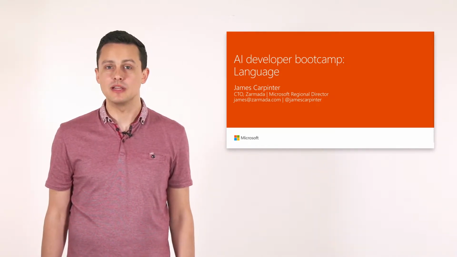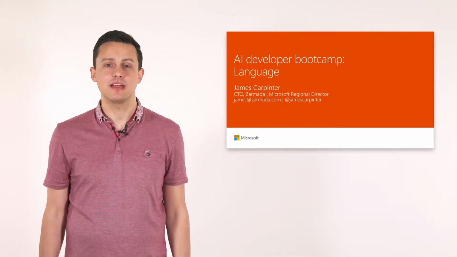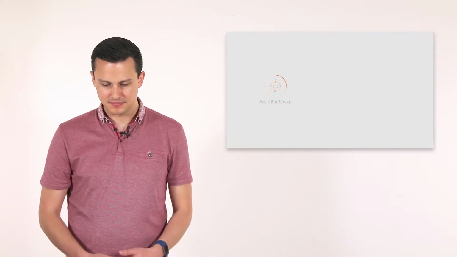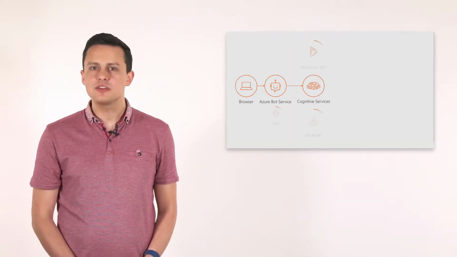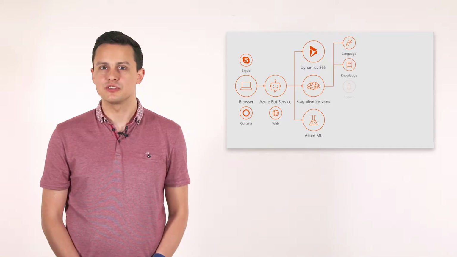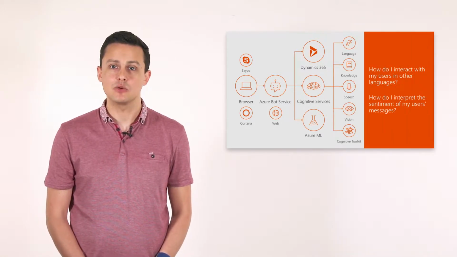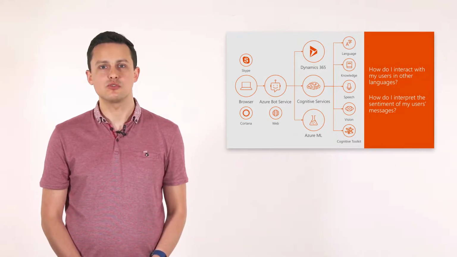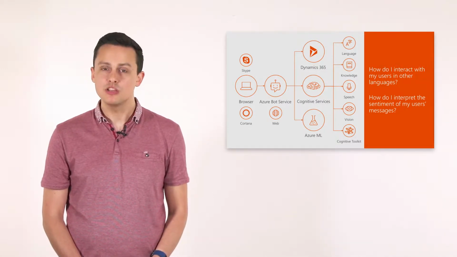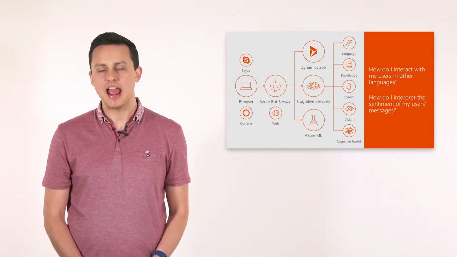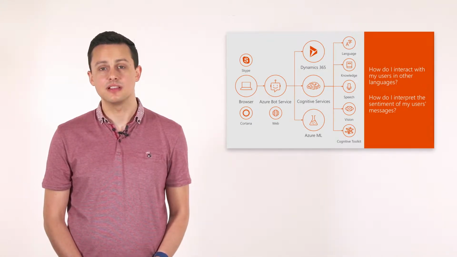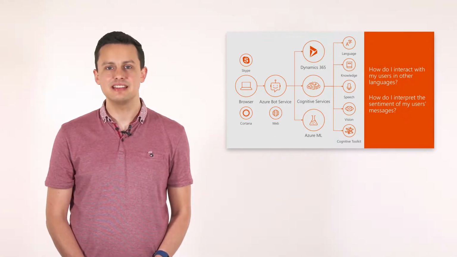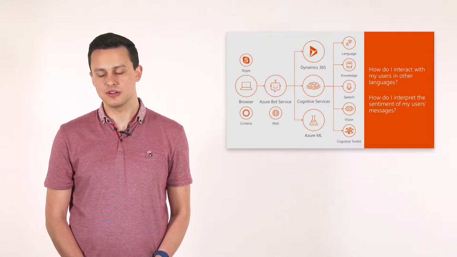In this module, we're going to be looking at how to use Microsoft's AI platform and the cognitive services to work with natural language. Language is a key part of the Litware Insurance demo. We saw in the last module how to interpret the user's intents, but there are many more components that use natural language processing. So in this module, we're going to look at how we can interact with our users in a variety of different languages, and we're also going to examine how we can understand the sentiment of the messages that our users are expressing.